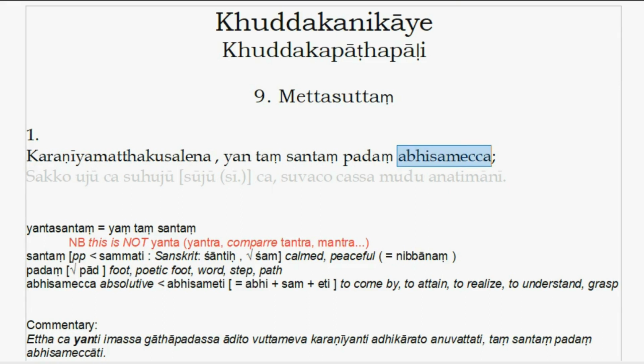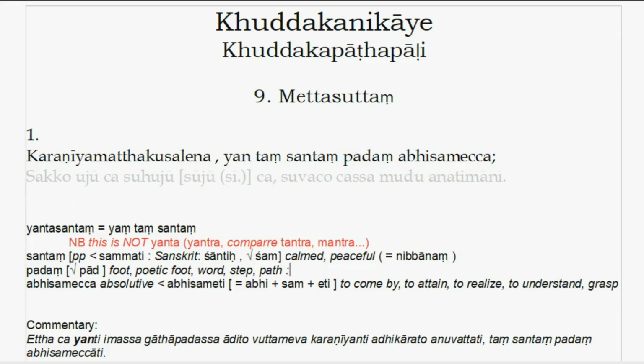Now this is actually the absolutive form of abhisameti, and that has the meanings of to come by, to attain, to realize, to understand, grasp. And that means that this is probably a transitive verb, and we can look for an object in the accusative case. And we have a pretty good candidate here in padang.